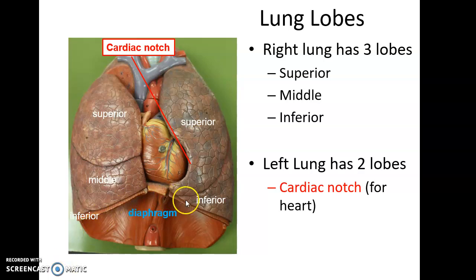In this picture, we also can see the diaphragm. The diaphragm is the critical sheet-like muscle that is necessary for breathing. Without it, we would not be able to breathe.